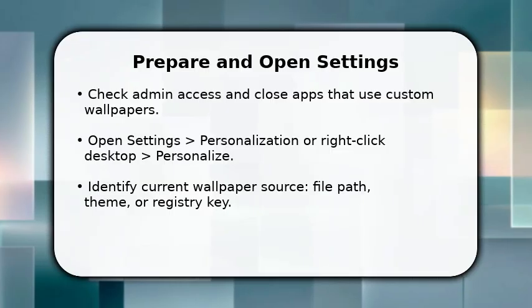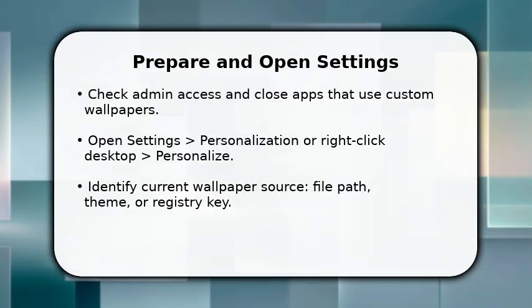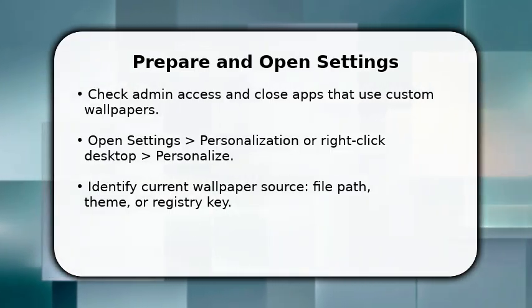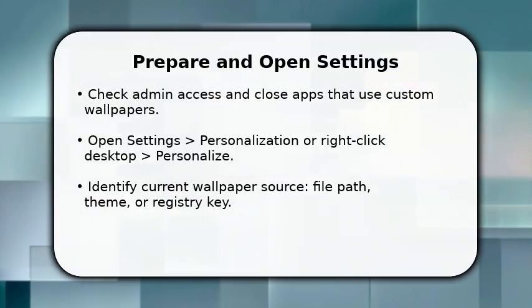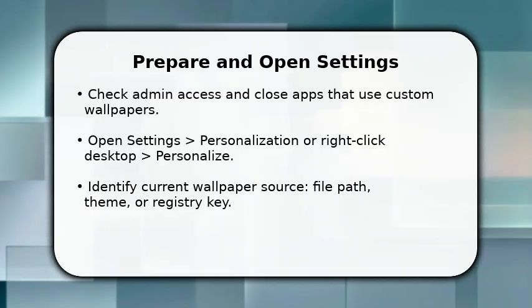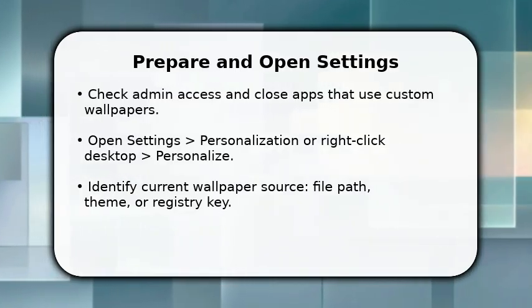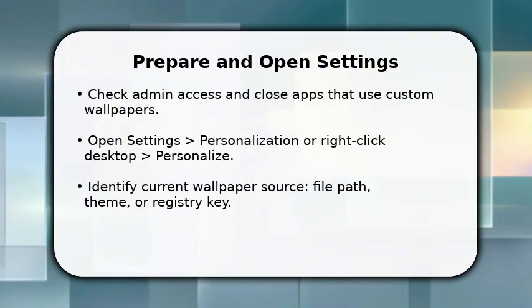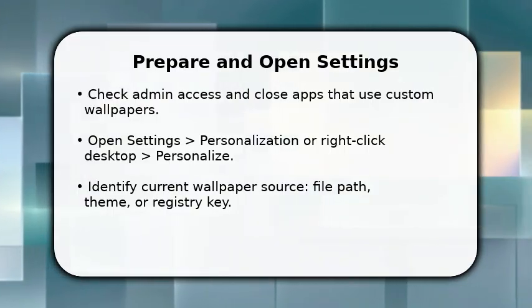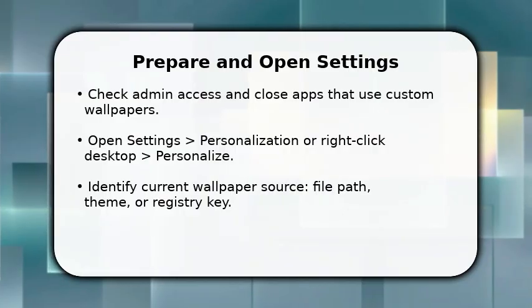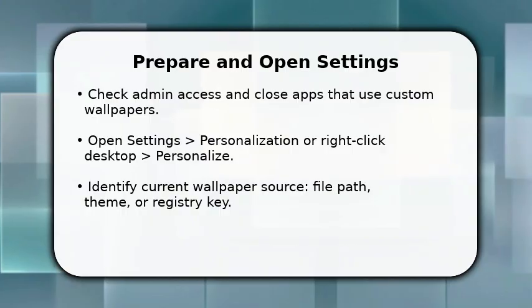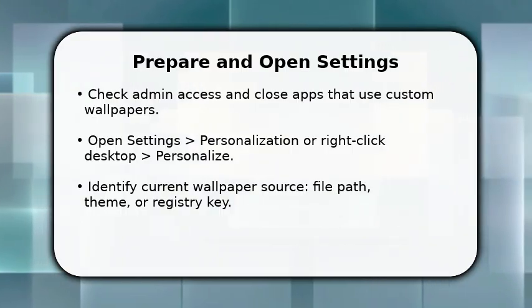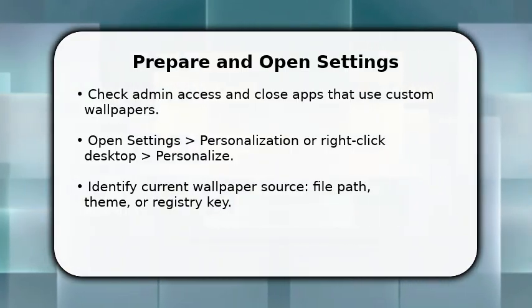You start by confirming you have admin rights and closing any apps that lock the background. Now open Settings and go to Personalization, or right-click the desktop and choose Personalize. Once there, identify whether your wallpaper is a file, part of a theme, or enforced by a registry or group policy. This matters because removal steps differ. Make sure to note the file path or theme name before proceeding so you can reverse changes if needed.